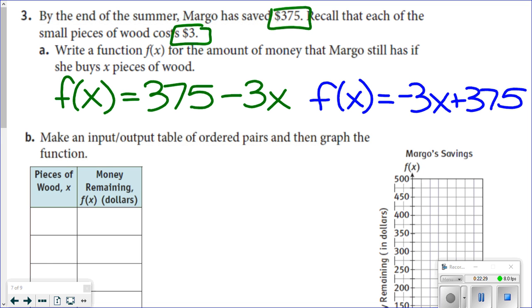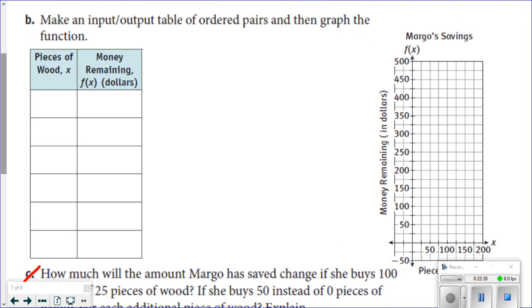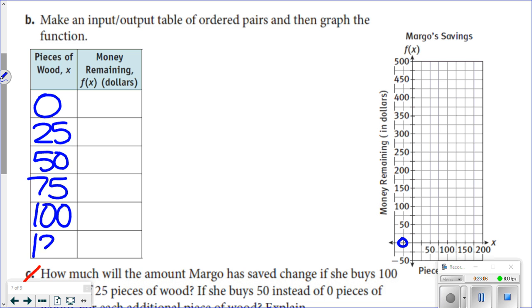All right, question B. We're going to make an input-output table. And then again, we're going to graph it. Now, looking at my graph, it looks like we're going up by 25s here. How did I know that? Because this right here is 0, nothing, and then 50. So halfway between 0 and 50 is 25. So let's go up by 25s. 0, 25, 50, 75, 100, and then 125.